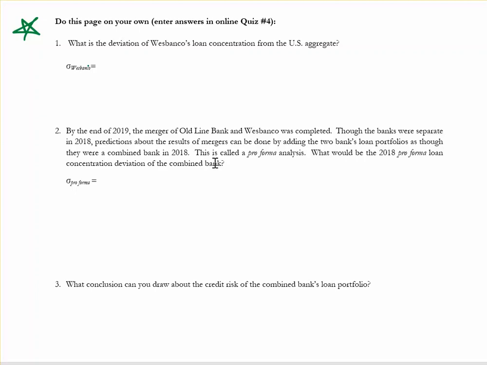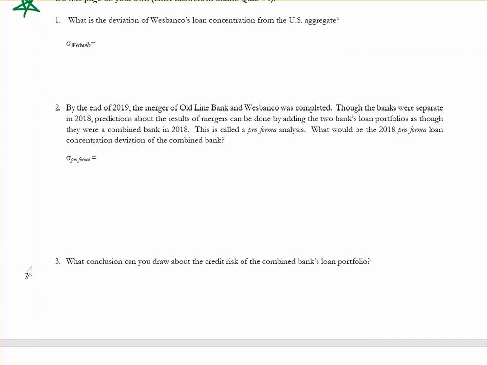So, repeat what you did for WesBanco by itself. With WesBanco plus Old Line, calculate the deviations and report that. And then something for you just to think about before our live class is, what do you think about the numbers when you look at the deviation of WesBanco versus the deviation of Old Line versus the deviation of the pro forma combined entity?